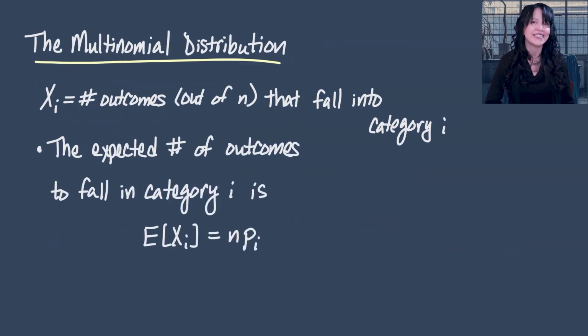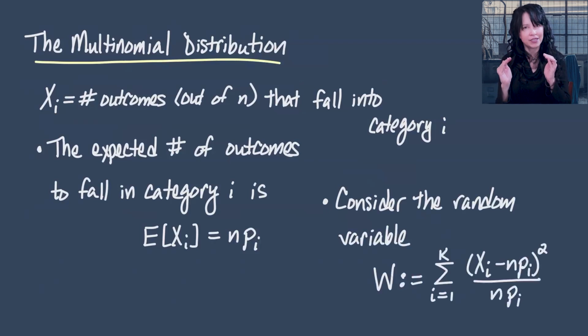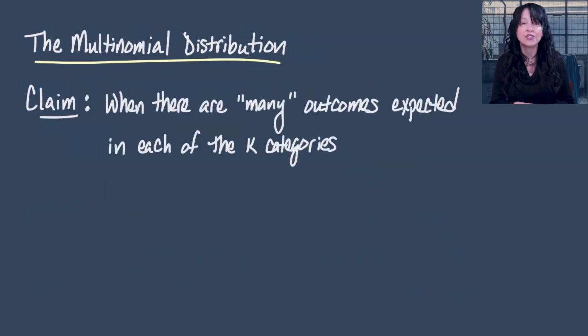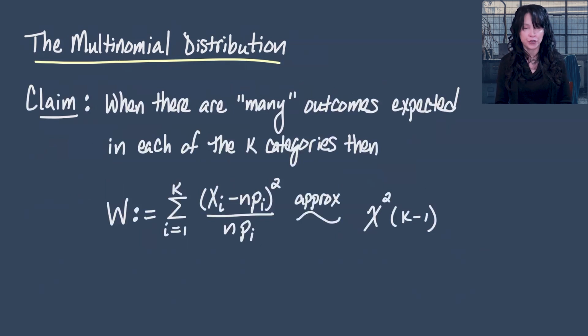And so I'd like you to consider a new random variable. I'm going to call it W, and I'm going to define it to be the sum as i goes from 1 to k of (X sub i minus n p sub i) squared divided by n p sub i. I claim, and it is beyond the scope of this course, it's a very math stat problem, that when there are many outcomes expected in each of the k categories, this random variable W will have an approximate chi-squared distribution with k minus 1 degrees of freedom.